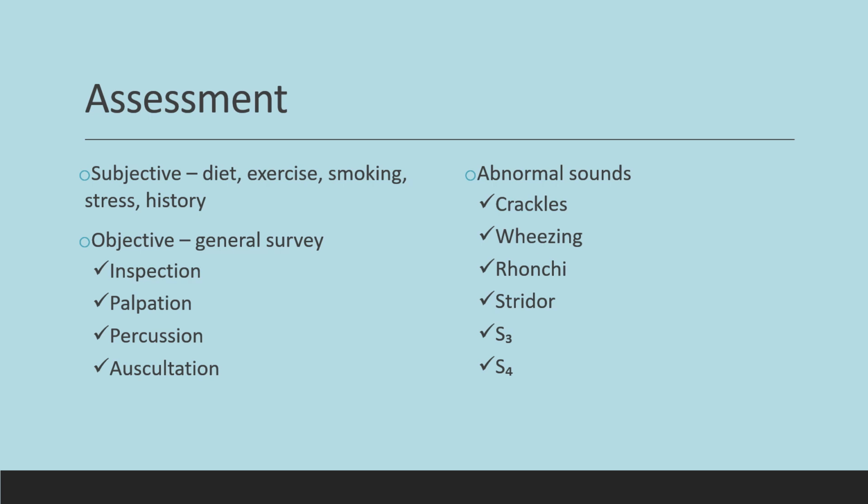Stridor is similar to wheezing. It is caused by a constriction in the upper airways and is heard on inhalation. This is considered a medical emergency.